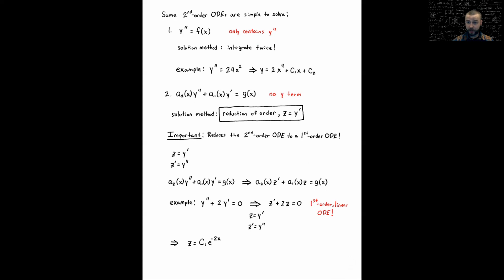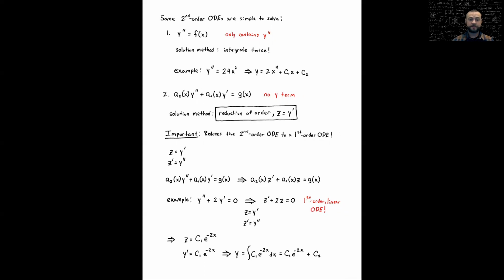All right, and if you solve that differential equation, again, it's first order. So at this point in the course, you should feel comfortable solving that differential equation for z. And you should find z equals a constant times e to the negative 2x. All right, now that solves the differential equation for z, and we need to wind our way back to getting a solution for y. So now we back substitute z as y prime.